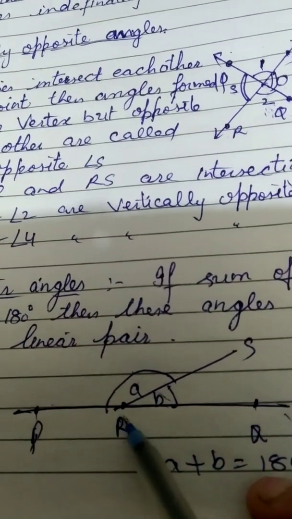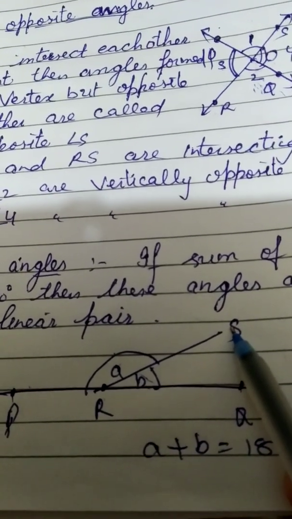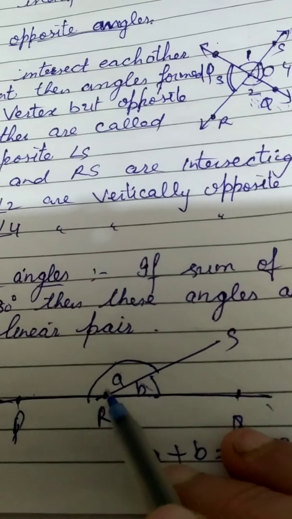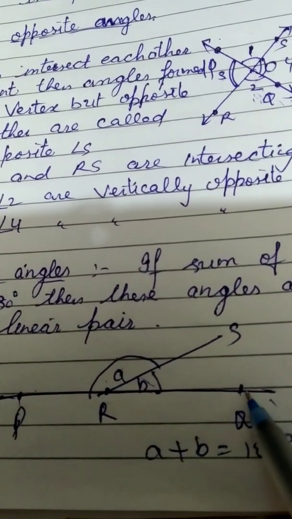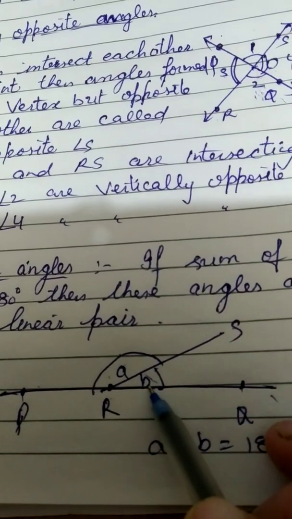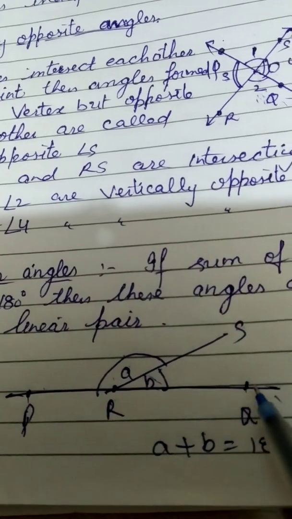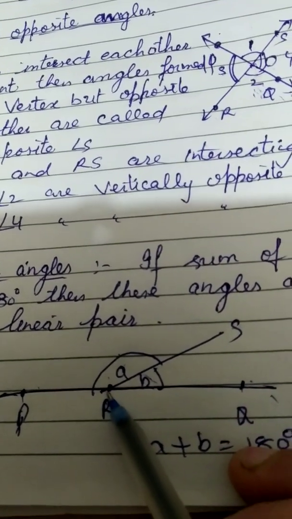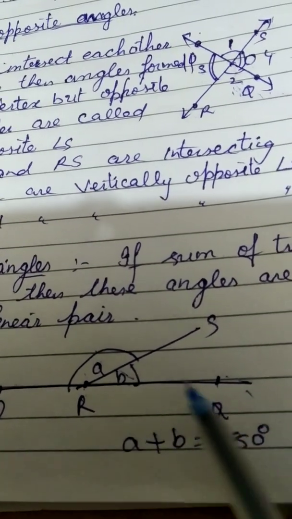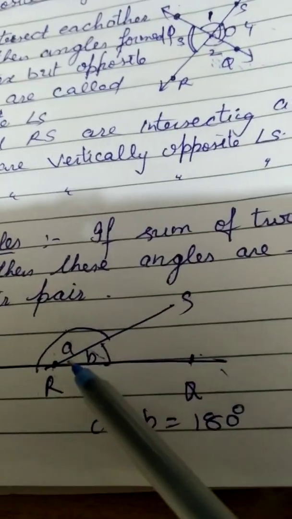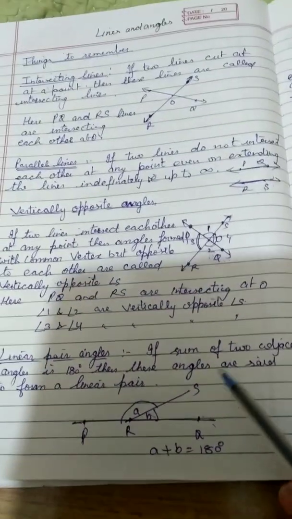See here, angle PRS and angle QRS are adjacent angles. The measure of angle PRS is A degrees and QRS is B degrees. Now RS is standing on PQ at point R. Then angle A plus angle B will be equal to 180 degrees, and we say that A and B are forming a linear pair.